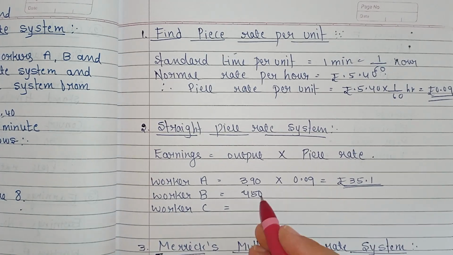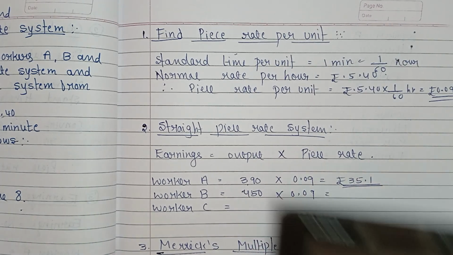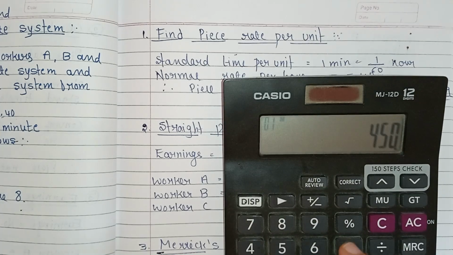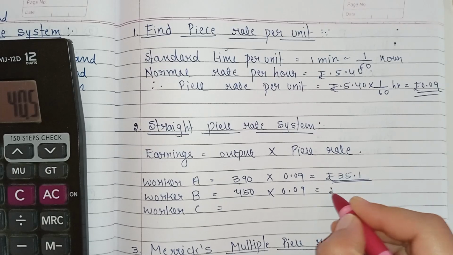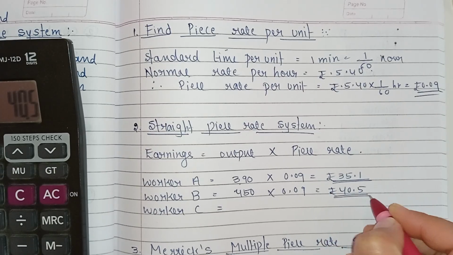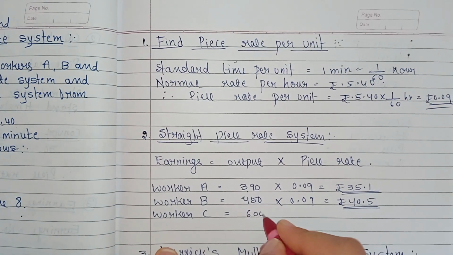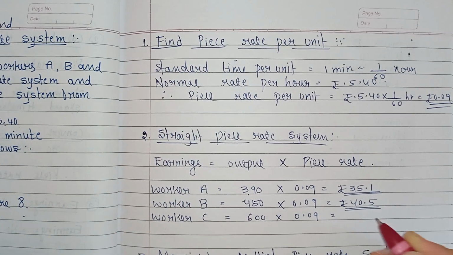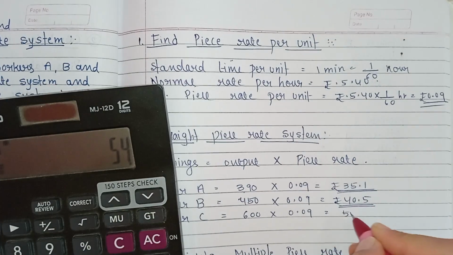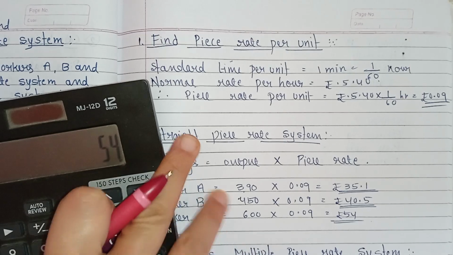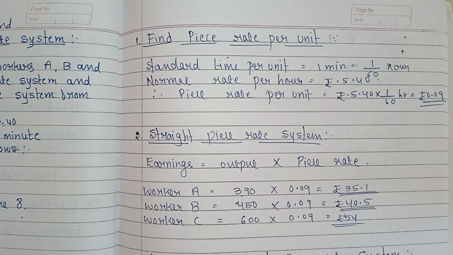And worker B, he produced 450 units and our piece rate is 0.09. So 450 into 0.09, 40.5. So earnings of worker B, rupees 40.5. And worker C, he produced 600 units and piece rate 0.09. So 600 into 0.09, 54. So rupees 54 the earnings of worker C. Clear? So these are the earnings under straight piece rate system.